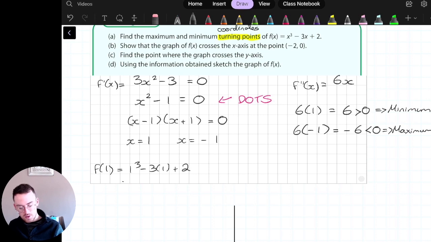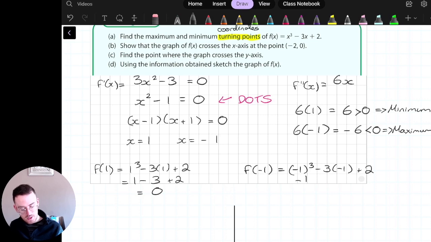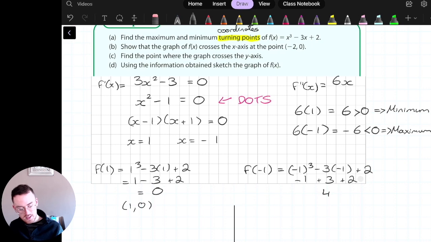f of 1 is going to be 1 cubed minus 3 by 1 plus 2, which gives us 1 minus 3 plus 2, and that's just 0. Then f of minus 1 is minus 1 cubed, and we have to watch out for that one, minus 3 by minus 1 plus 2. Minus 1 cubed is minus 1, this is plus 3, this is plus 2, so that gives us 4. So our first turning point is (1, 0) and our second turning point is (minus 1, 4).